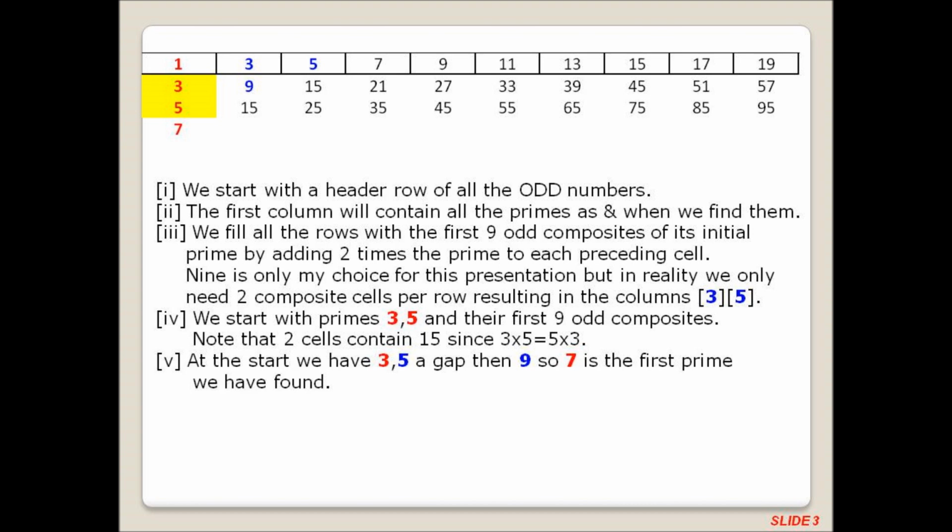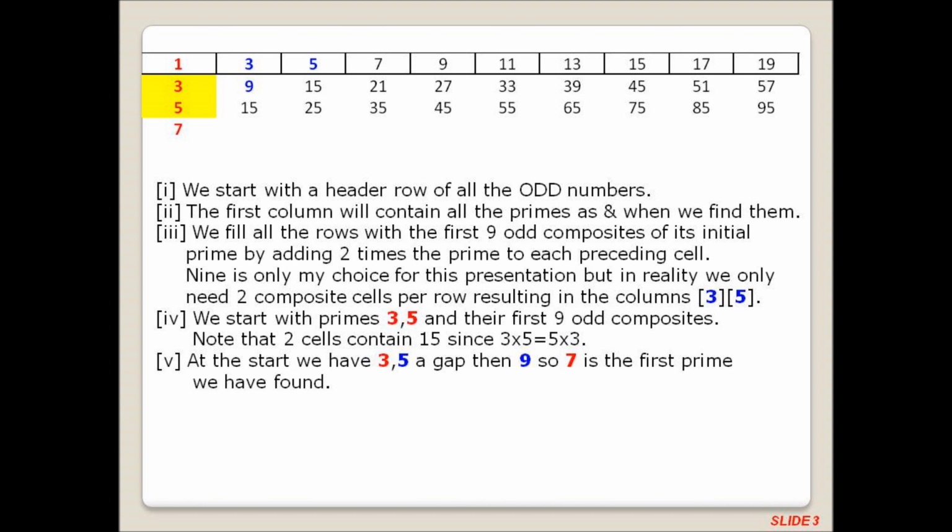We start with a header row of all the odd numbers. The first column will contain all the primes as and when we find them. We fill all the rows with the first 9 odd composites of its initial prime by adding 2 times the prime to each preceding cell. 9 is only my choice for this presentation, but in reality we only need 2 composite cells per row, resulting in the columns 3, 5.